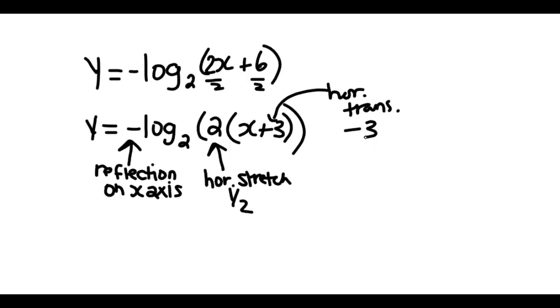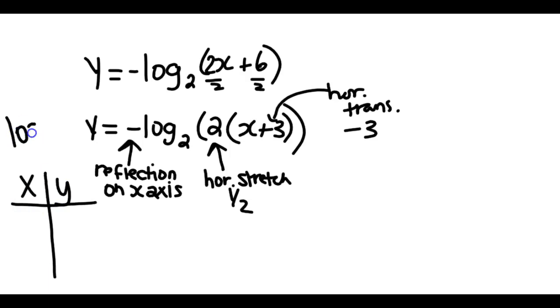Okay, so the reflection is going to change our y values to the opposite sign, and the other two things are going to change our x values. Okay, so if we go with a basic table again, I'm going to start with just a generic table.